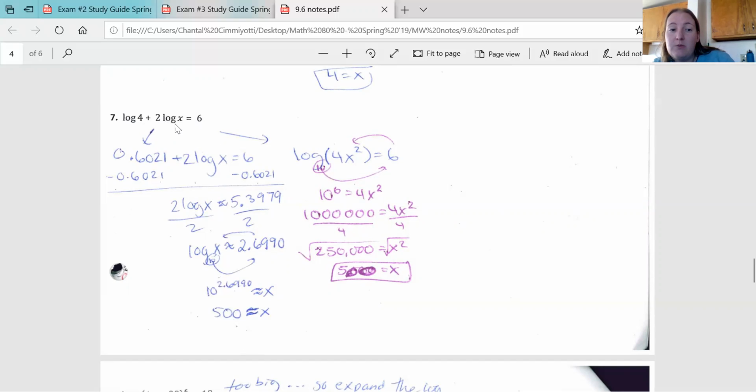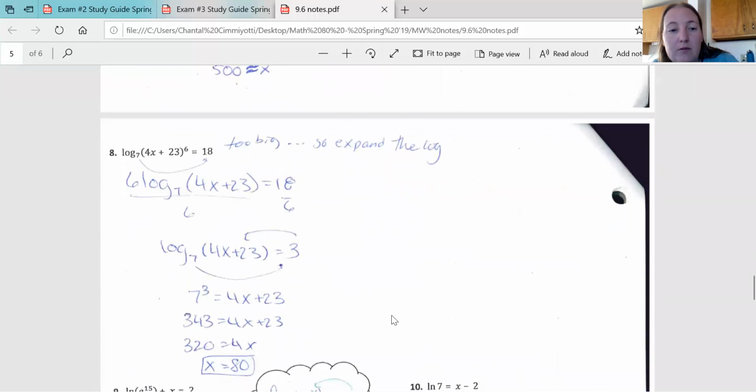So one way to avoid some of that rounding error is to actually put them together. And again, the invisible base is base 10, just like it was here. So 10 to the 6th would equal 4x squared, dividing by 4, and then square rooting. Get you exactly 500.